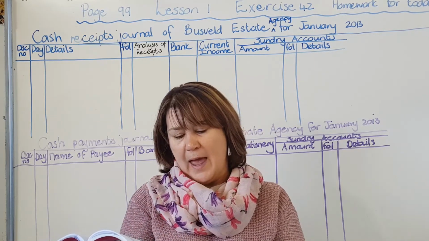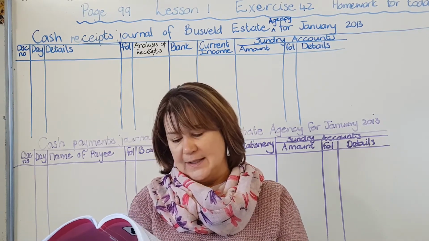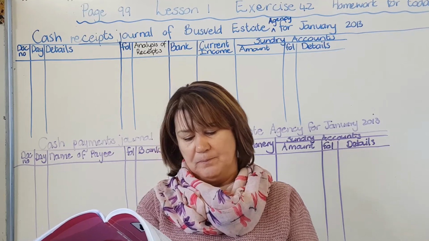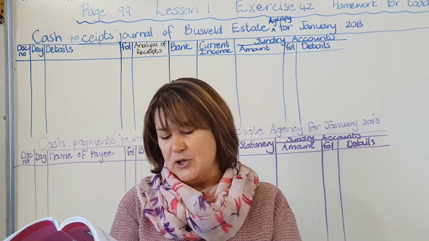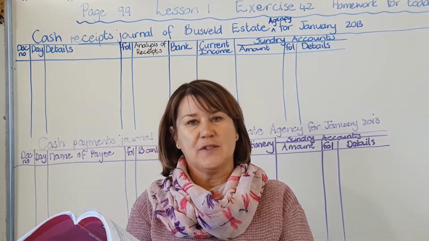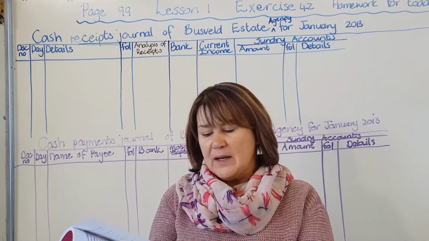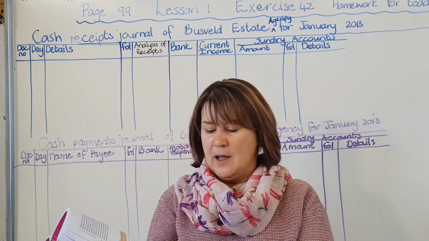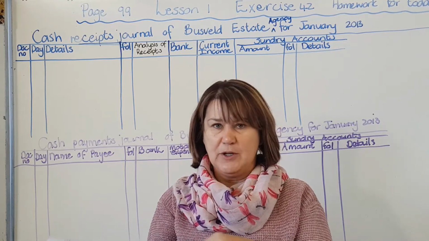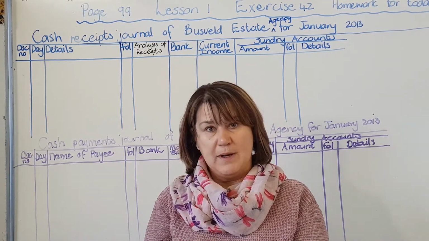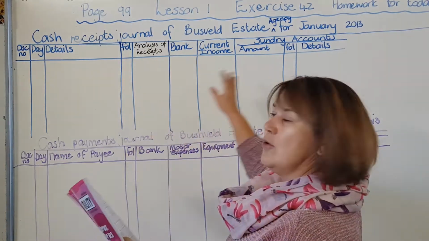That's your homework, and if you look on page 97, you'll see that you have to do the CRJ and CPJ of Bushveld Estate Agency. So on page 99, they gave you the CRJ and CPJ that you have to complete, so with all the columns.